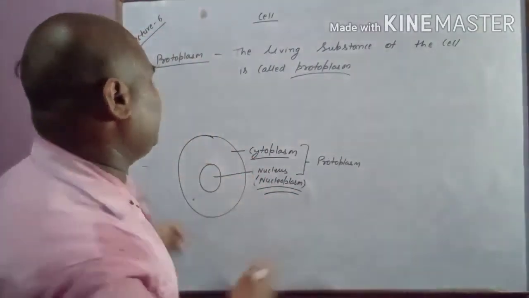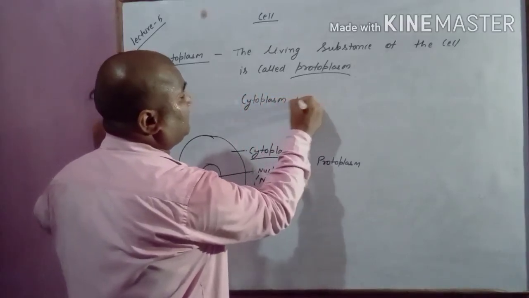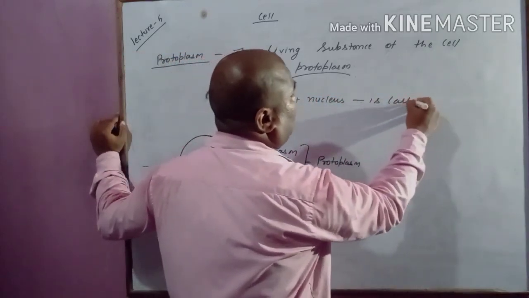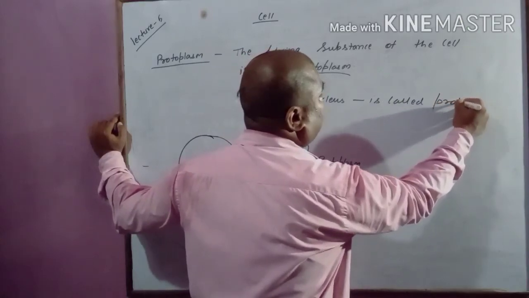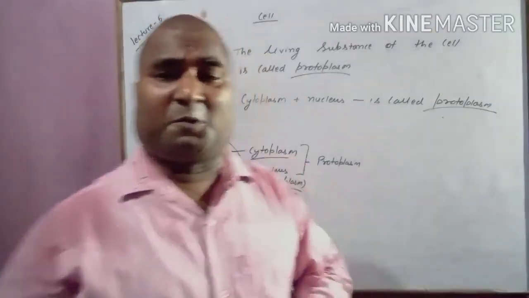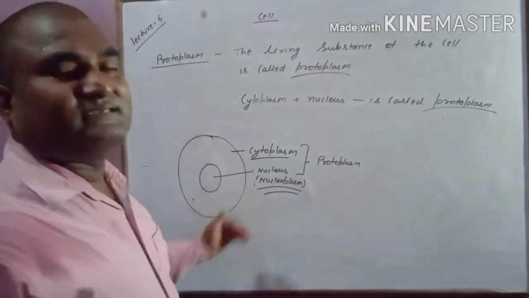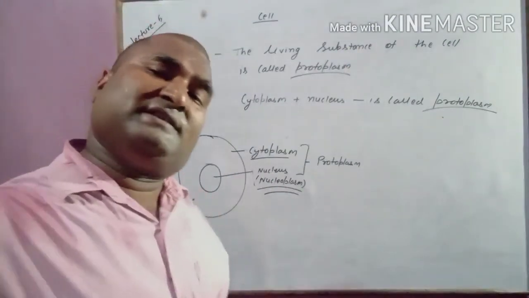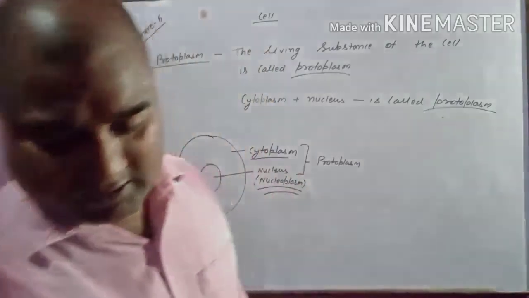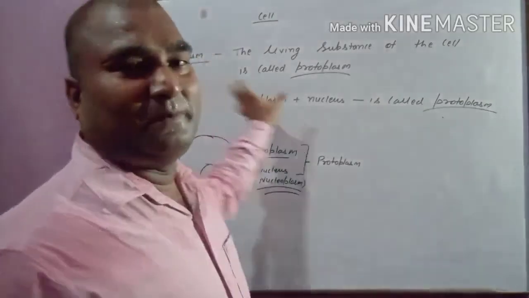Okay, this is a small term. You can say cytoplasm plus nucleus is called protoplasm. Don't get confused. Protoplasm is just a term to include everything that is inside the cell membrane. If you go to senior classes, you will understand this term in more detail. So don't worry, it's just a term I encountered in the book, so I thought it better to explain.